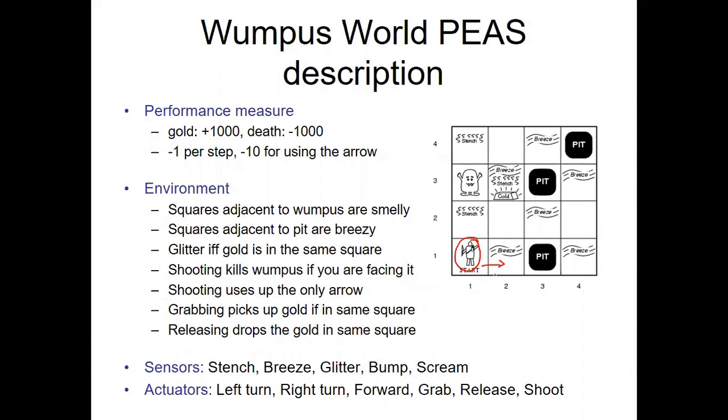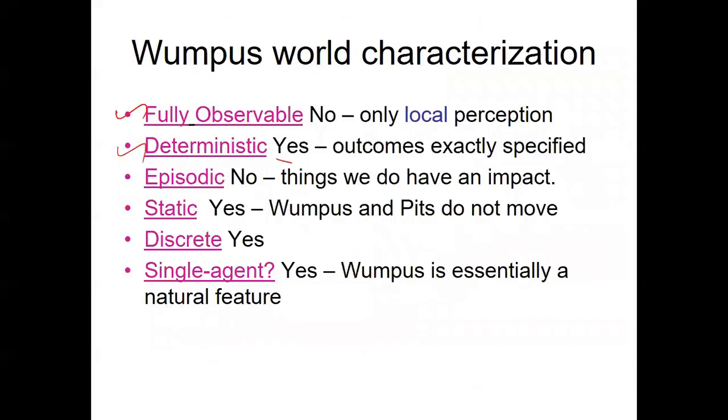If he moves right, he will reach the square. This is square 1,1, so this is 2,1. If he moves right, he will go to square 2,1, that he knows. If he moves up, he will go to square 1,2. All these things the agent knows. So in that context, we are saying that it is deterministic.